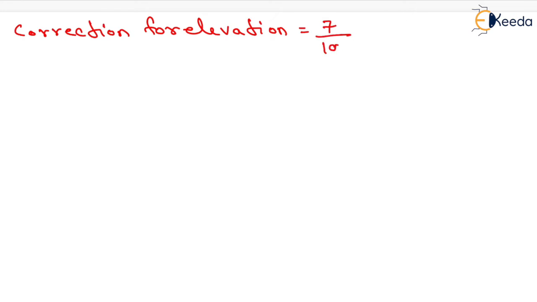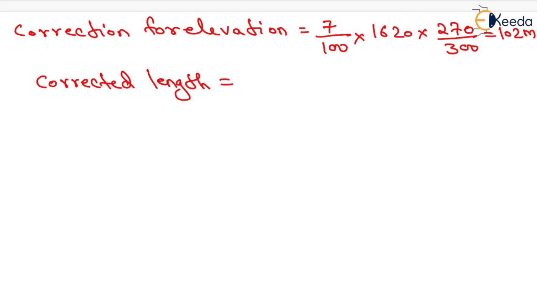Now, correction for elevation will be equal to 7 by 100 into 1620 into 270 divided by 300. It will be equal to 102 meter. So the corrected length will be equal to 1620 plus 102, which is equal to 1722 meter.